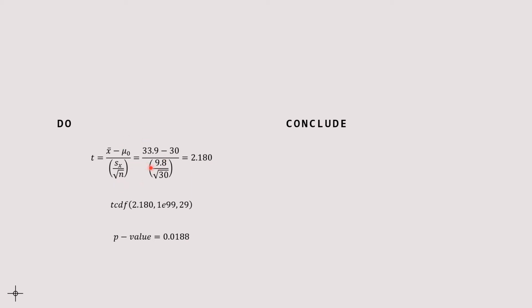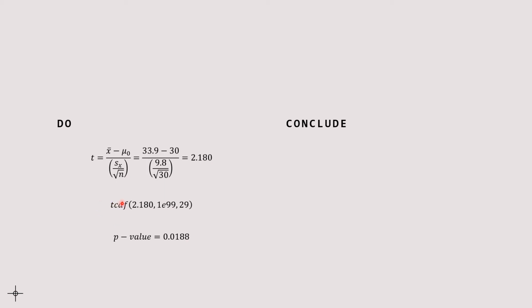Do it piece by piece, unless you could do it all in your calculator at once. But I have a feeling you guys can't do it all at once. If you drop a parenthesis, you'll get a wrong answer. This calculated through gets us 2.18. 2.18 is the value. From here, we're going to use the tcdf of 2.180, comma 1E99, comma 29. And that will get you what your p-value is, which is 0.0188.